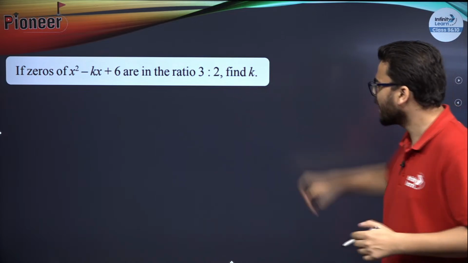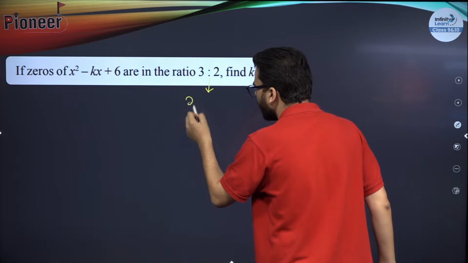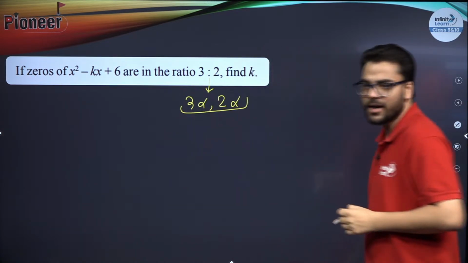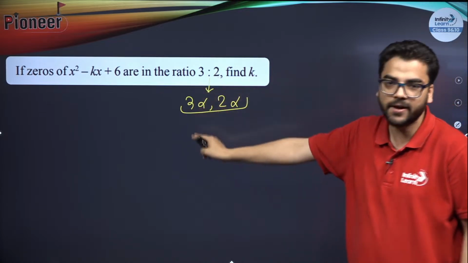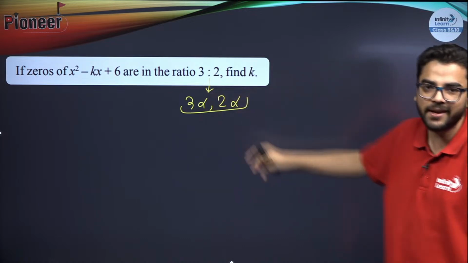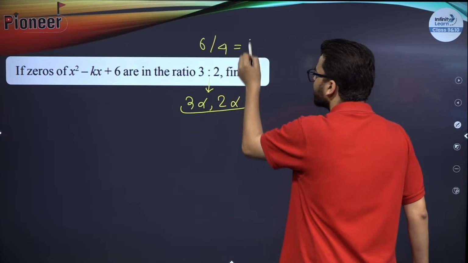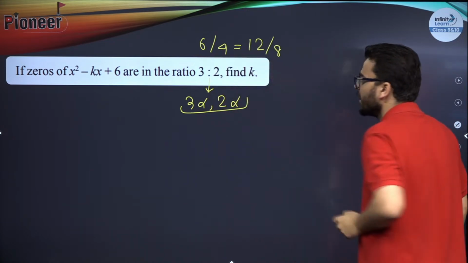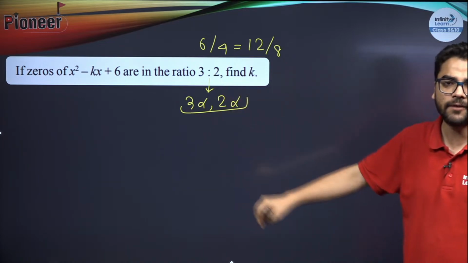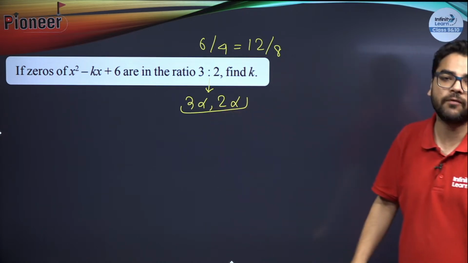So you see, when things are given in ratio form, we can say that the zeros are of this form: 3 alpha and 2 alpha. Can we say that? Because their ratio is given. You cannot say that these zeros are 3 and 2. Many students do that. It does not mean that these zeros are 3 and 2 because it is a ratio. So it can be 6 by 4 as well, yes or no? It can be 12 by 8 as well. So you don't know the exact value of the zero. You have to take it in the form of a common factor basically. So the common factor over here is alpha.